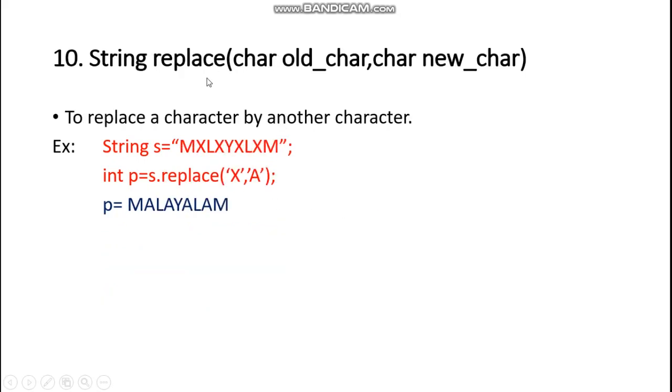Next function is that we can replace the old character by a new character. Here, instead of x, how many occurrences of x are there? 3, 4 occurrences are there. So instead of x, I can use a here. So old character is there, new character is there. So I will get the output as this. Every x is replaced by a.